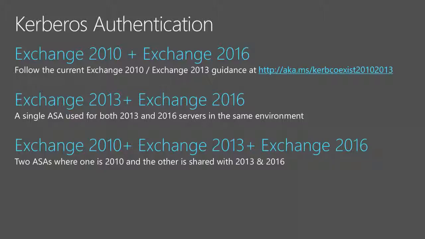The only sort of gotcha is if you also have Exchange 2010 in the mix. 2010 cannot share an ASA account with 2013 or 2016. So if you had 2010 in the mix, you'd have two ASAs, not one. But if you just have 2013 and 2016, you'll just have the single shared ASA between the two of them, and that should work great for you.